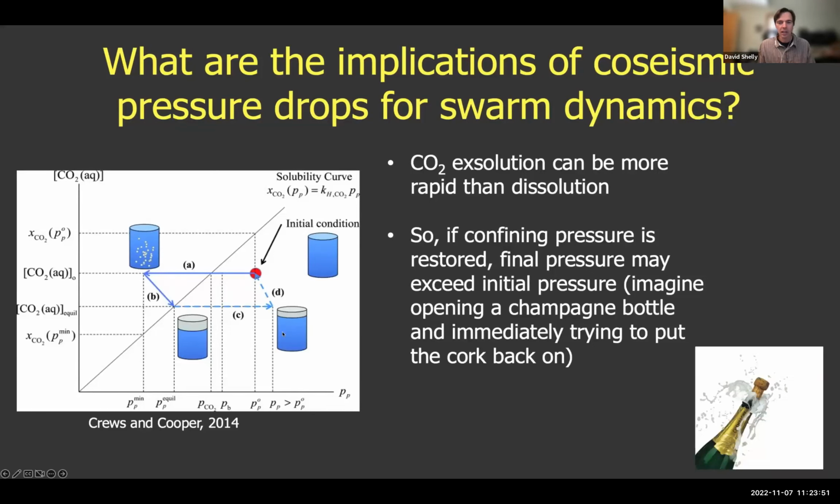So this is like trying to put the cork back on a champagne bottle. It's harder to put the cork back on once it's been popped off. So it's possible that as you drop the pressure, dynamically during an earthquake, it could actually lead to an overall increase in the pressure and perhaps dynamically further drive swarm activity.